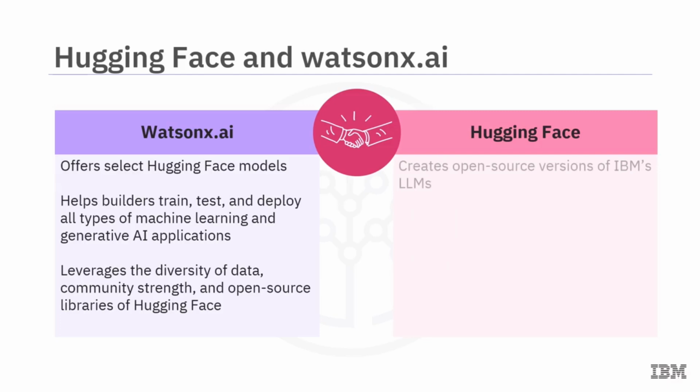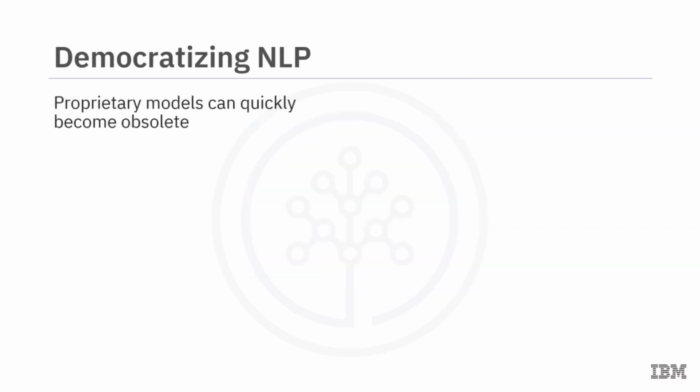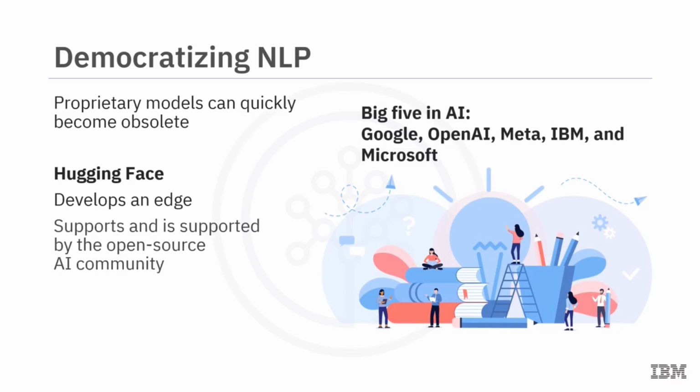On its end, Hugging Face creates open source versions of IBM's LLMs and makes them available on its hub. Both entities believe in open source technology. Both bet on the community to create value in the AI space. As proprietary AI models can quickly become obsolete, Hugging Face may develop an edge over the big five in AI, namely Google, OpenAI, Meta, IBM, and Microsoft. This is because it supports and is supported by the open source AI community that keeps innovating.